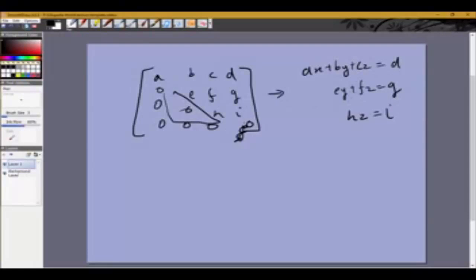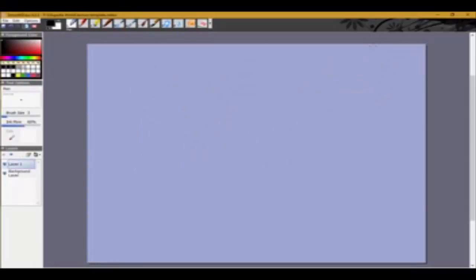Now you can solve this system of equations by what is called back substitution, which is quite easy. From this you get Z is equal to I by H. You input Z here, you'll get the value of Y. Put Z and Y here and you'll get the value of X. Right, so earlier we had X and Y terms here as well, and we just manipulated to make those terms 0. We got this, which was basically the row echelon form, and we went back to get the solution by back substitution.